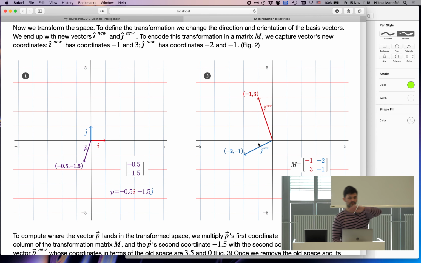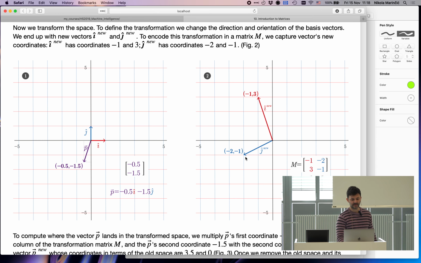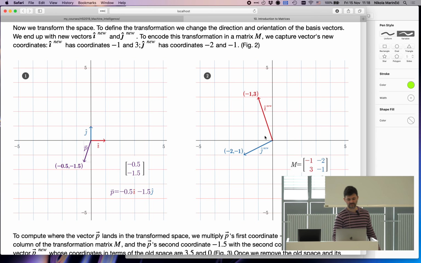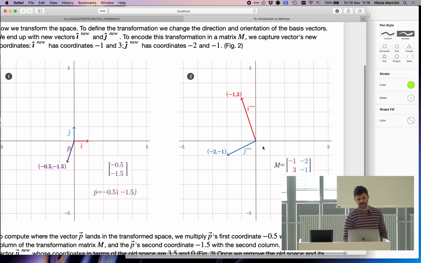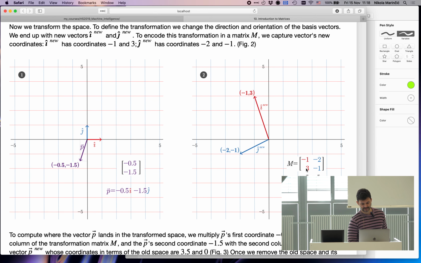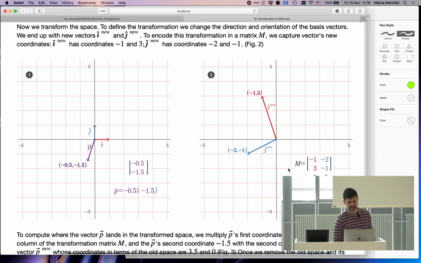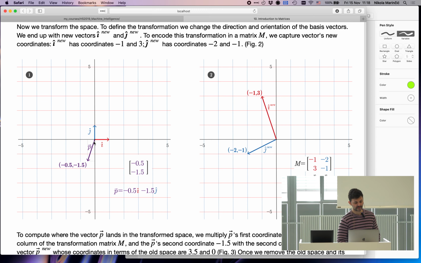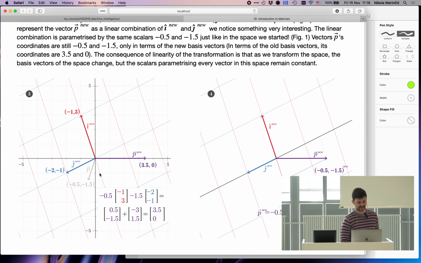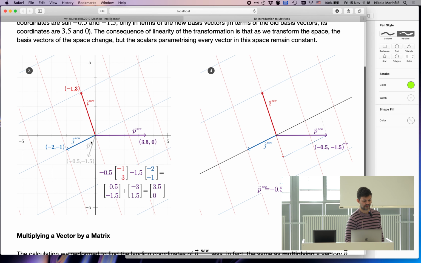Now we do transform the space. We rotate it and we extend it. So i now gets longer than j. They're no longer equal, and they are rotated in a funny way. This is not even 90 degrees anymore. What we do is we capture where does i land, it is -1 and 3. Where does j land, it is -2 and 1. And this matrix is now used to transform P. This is the next step. This is the P. And this is the new P. This is where P lands in the new space.